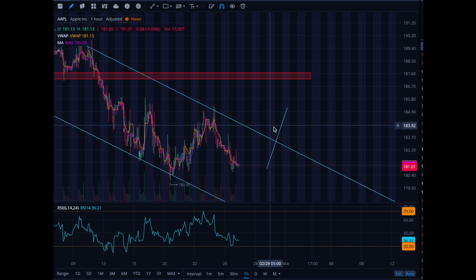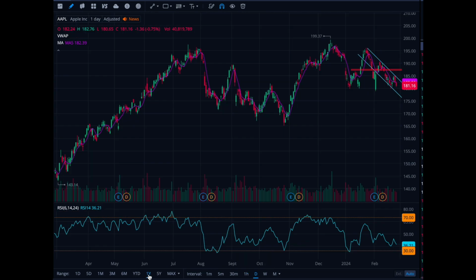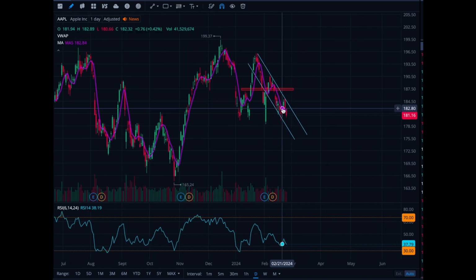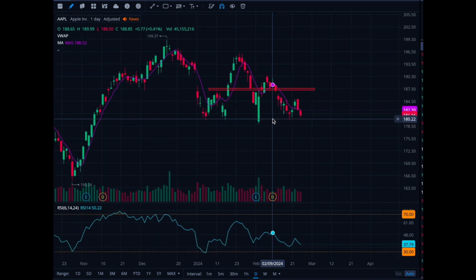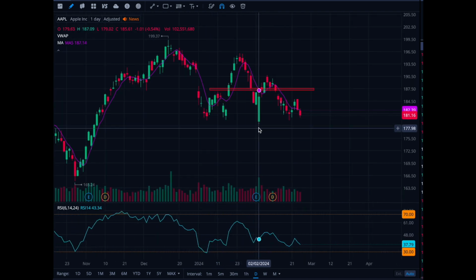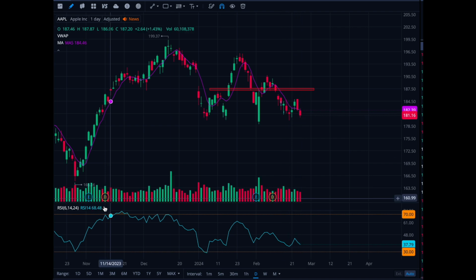I'm going to try to swing trade this, but you've got to keep the stop loss in mind because, looking at Apple, it is definitely in a downtrend. It has definitely been selling off. But I'm going to try to go long on it. As long as it can hold this 179, there's no reason not to try to go long on it. That's just how I look at it.